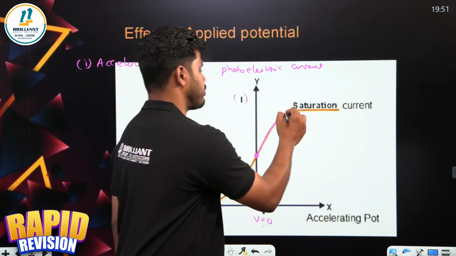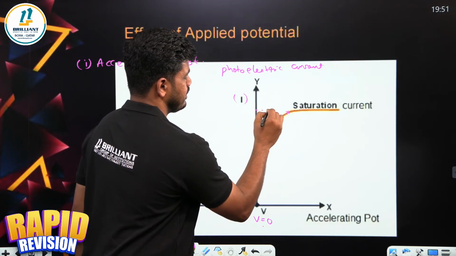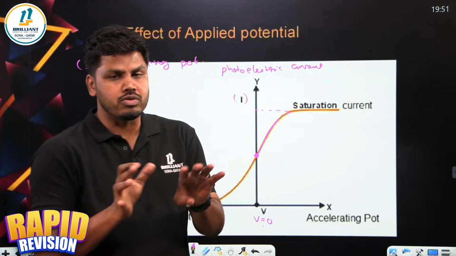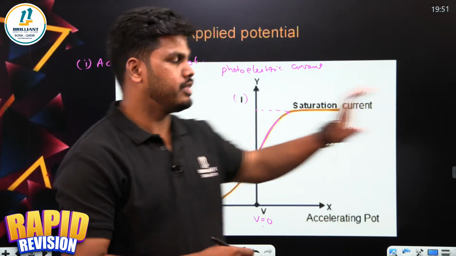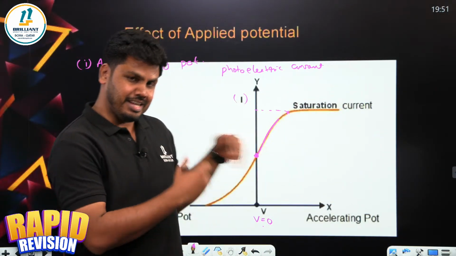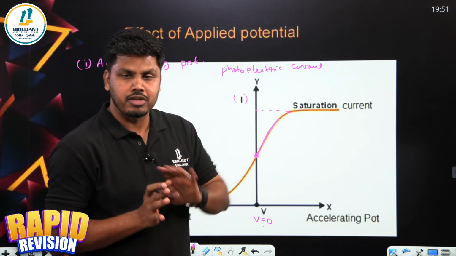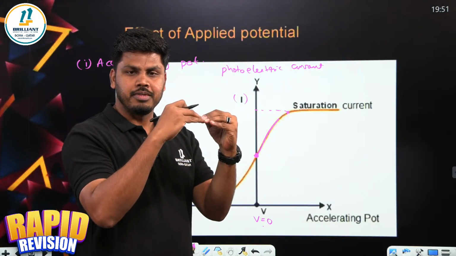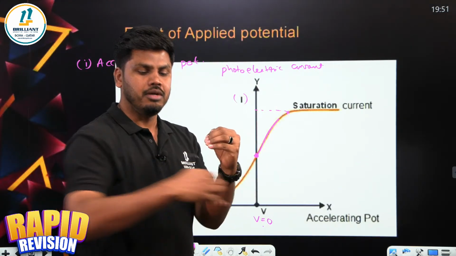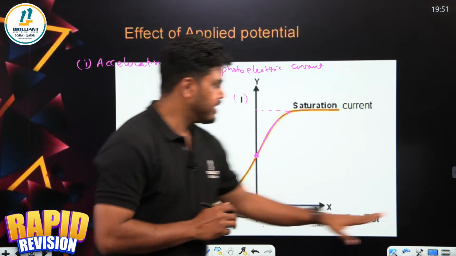But it won't increase up to infinity, no. There is a constant. If all emitted electrons are accelerated to the other end of the electrode, then no more electrons are remaining coming from the zinc surface. All emitted electrons are accelerating, which means current is going to be a maximum. If you want to increase the current beyond that, more electrons should be emitted. That is not possible by increasing the potential.